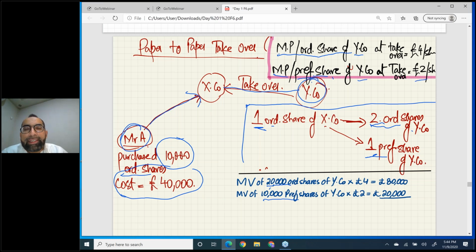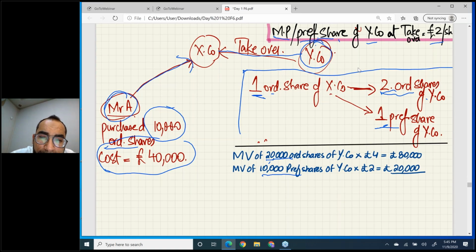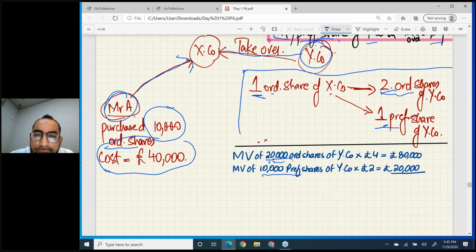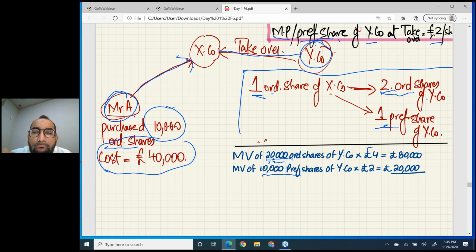So let's compute the market value. We got 20,000 ordinary shares of Y company, and the market price of one ordinary share is £4. So 20,000 times £4 is 80,000, the market value of ordinary shares. And we got 10,000 preference shares multiplied by £2, so 10,000 times 2 is £20,000.